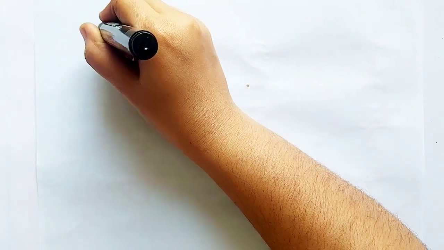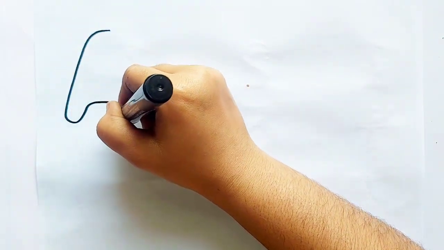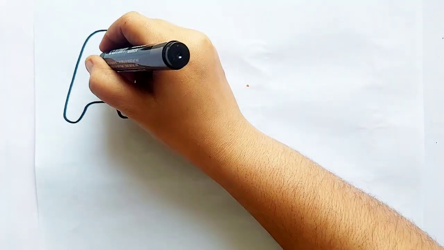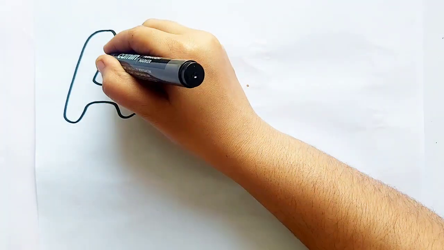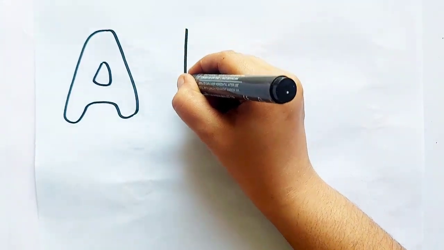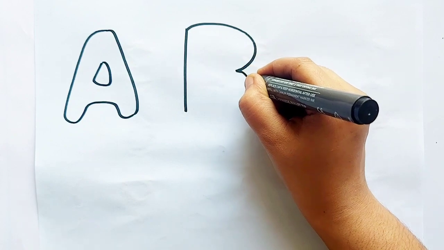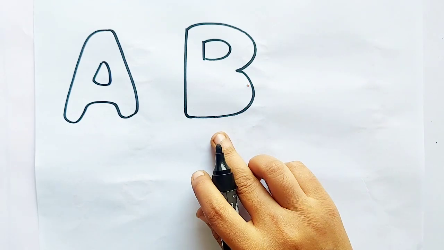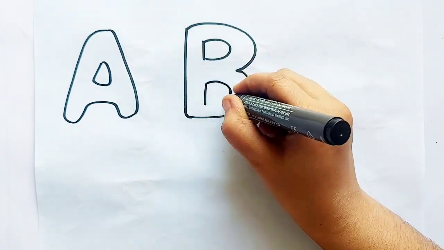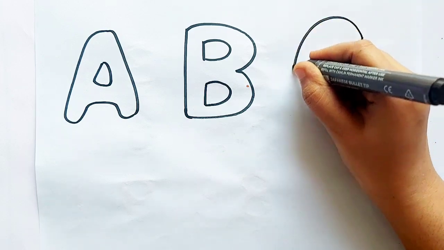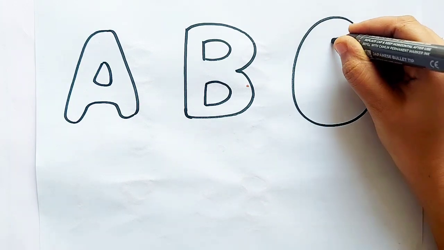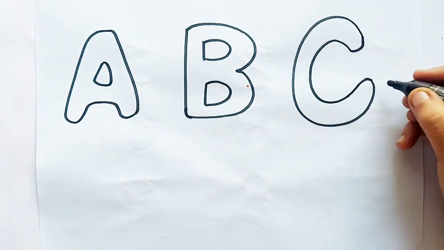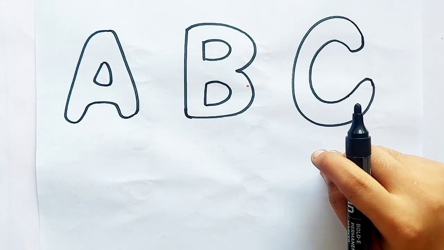This is black color. Let's learn to draw some alphabets and numbers. A. A for apple. B. B for banana. C. C for cow.